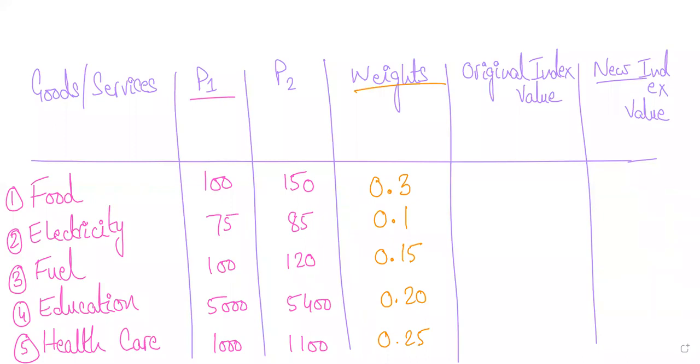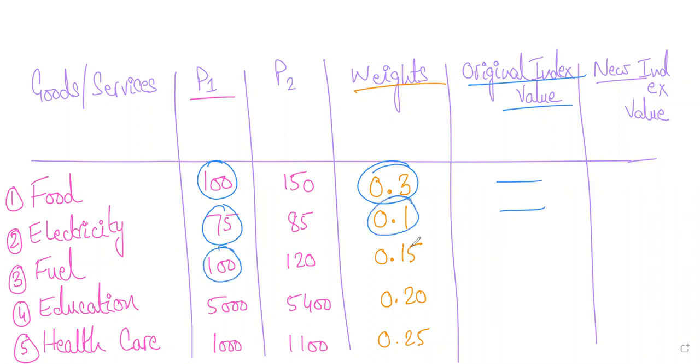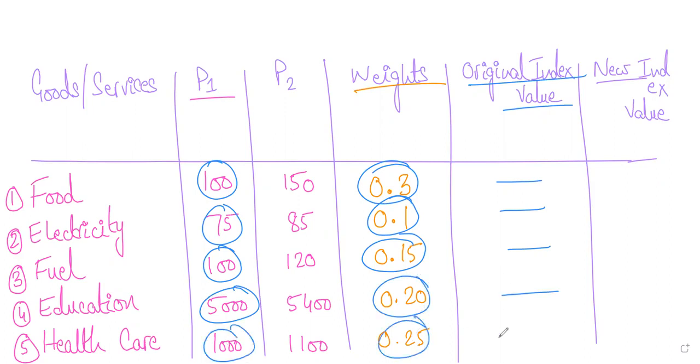Now the next thing that you do, now here comes in the calculation part. Original index value. What do you do? You multiply the original price, the starting price, with its respective weight, and you write the value over here. Then similarly for the electricity, the starting price was 75 rupees per unit times weights, you write the value here, right? Similarly for fuel, multiply by the weights, you write it here. And similarly for this, and for this. Is everyone clear on this?